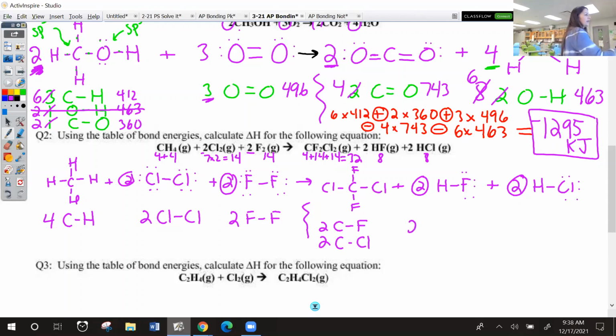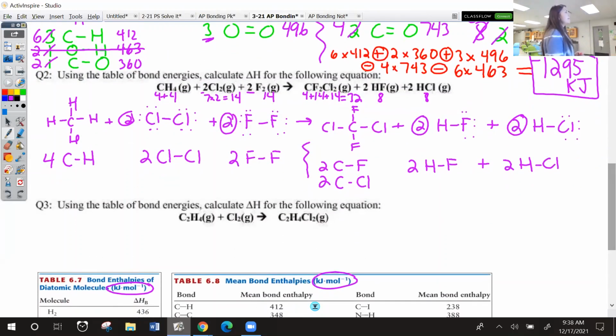And then on this one, again, I have 2 of the HFs and 2 of the HCls. So this was a pretty easy one. And so again, all we're going to do is fill in all of our numbers for each one of these. I already wrote down my numbers, so I'm just going to fill those in in a different color. So I have 413 for this one. My CCl is a 242.